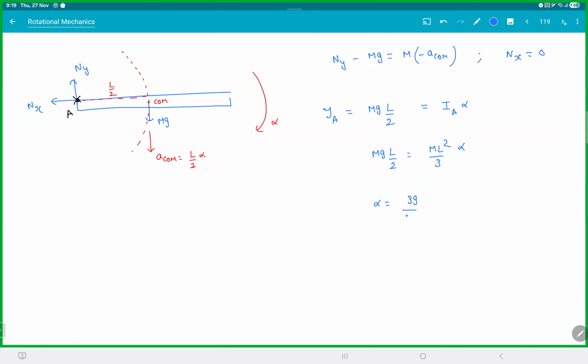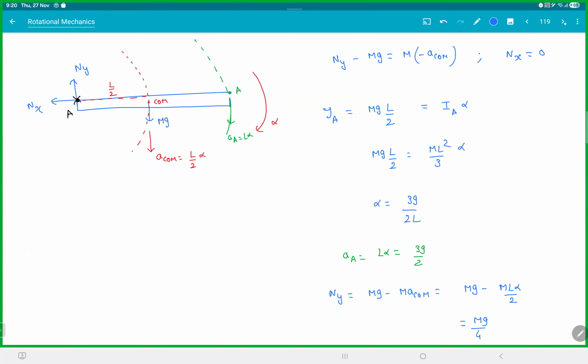This will be 3g by 12. Point A is in this corner. Remember, A is also going on its own circle. The acceleration of A will be L alpha, which is 3g by 2. And normal reaction Ny will be mg minus m, A center of mass, but A center of mass is ml alpha by 2. But L alpha is this, so mg by 4. That's your hinge reaction. So the moment you cut the string, the hinge reaction suddenly goes from mg to mg by 4.